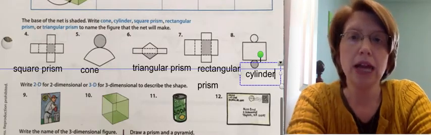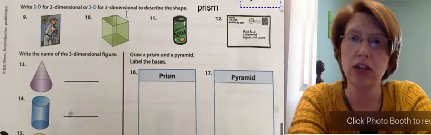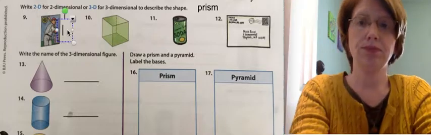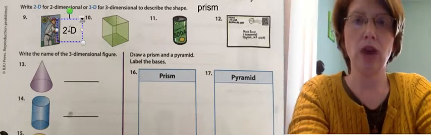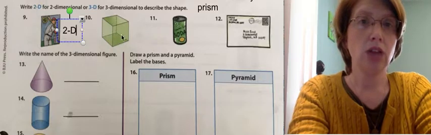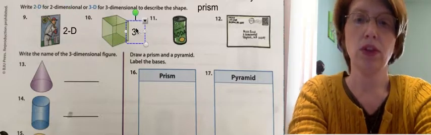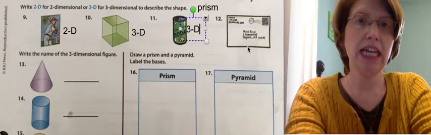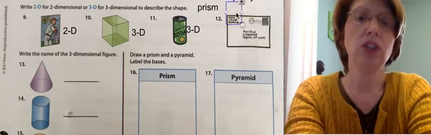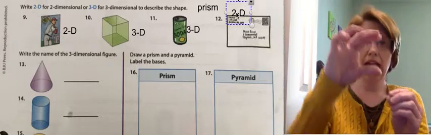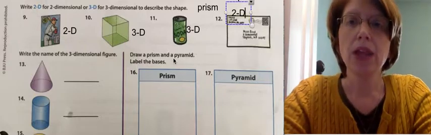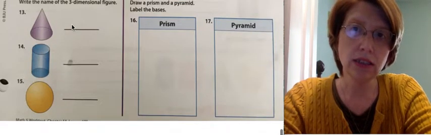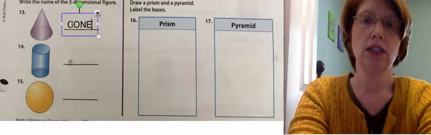Now we're practicing our 2D, 3D again. Look at these objects they give you. A baseball card, 2D, right? A square prism, 3D. A soda can, 3D. A letter, 2D, right? Because it doesn't have the height to it. Now, name the figures. What did we say this one was? If it comes to a point, cone.